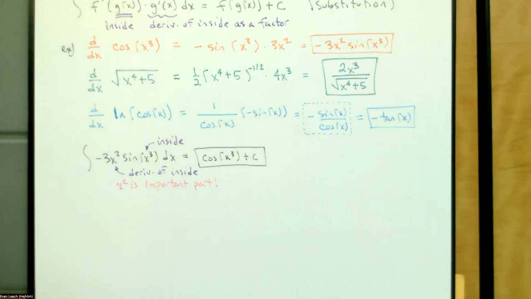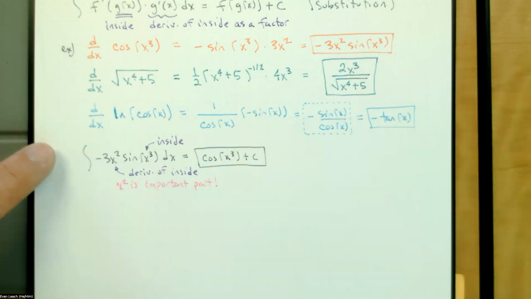The x squared is the important part. The negative is just there because the derivative of cosine is negative sine. And the 3 is just there because the derivative of x cubed is 3x squared. What called our attention to doing this problem with substitution is that there's an x cubed inside and an x squared outside. The constants we can sort out.